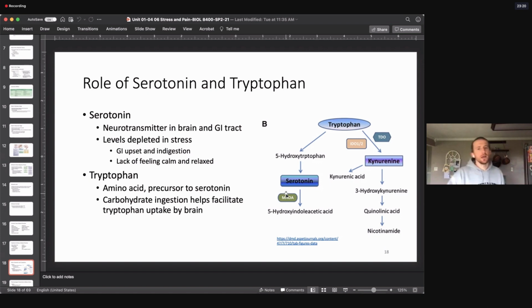Tryptophan, again the amino acid, is a precursor, and I've just borrowed this from this journal here. Tryptophan can be used not only to make proteins that our cells use for structure, but it can also be used to make serotonin and also nicotinamide, which helps us make energy. And what's interesting is that eating carbohydrates helps facilitate tryptophan being brought into the brain. So one of the reasons that you can't do a completely carb-free diet is that you need carbs for energy, and importantly, also for adequate brain chemistry, right?